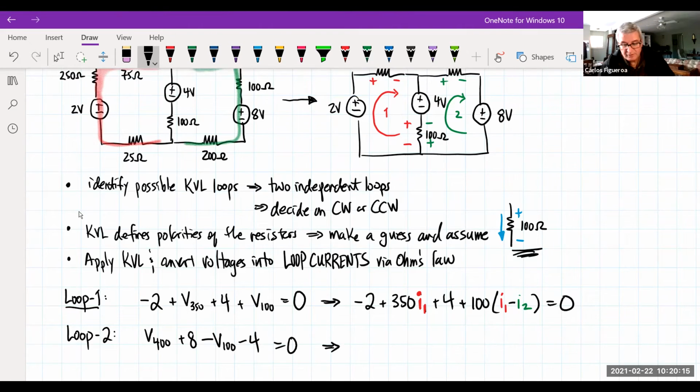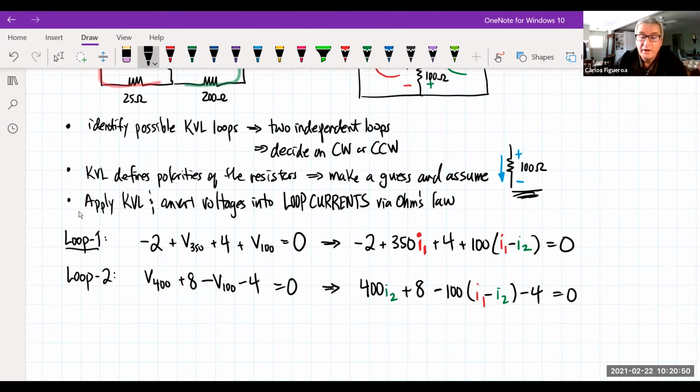So what am I going to do here? I'm going to convert everything to currents. So the 400 I could see is going to be 400 times I2, and then I get the 8. And now let's look at that 100. We know that that's 100, but we already defined that this was I1 and this was I2, as we already did before. And then I get the minus 4, and then this is 0.